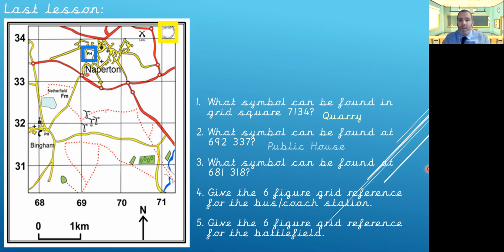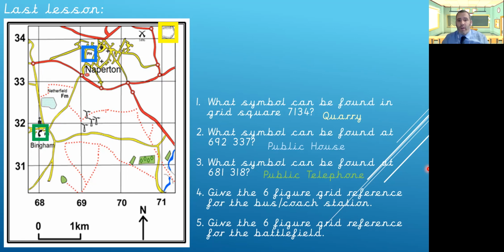What symbol can be found at 681318? So again, we're going to go across our map, 68, and go 1/10 across, and then we're going to go up to 31/8. So we're right on the line of where 68 is, and there is shown a public telephone there with the green square around it.